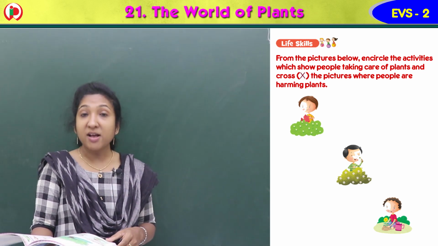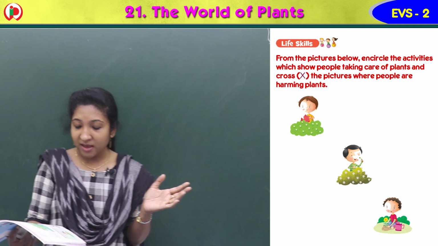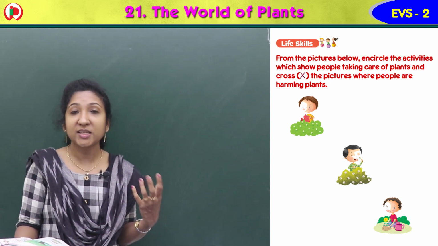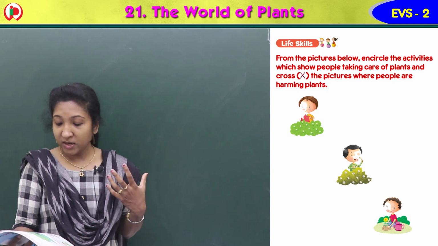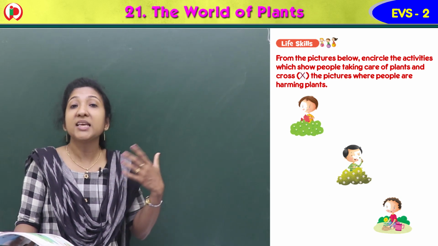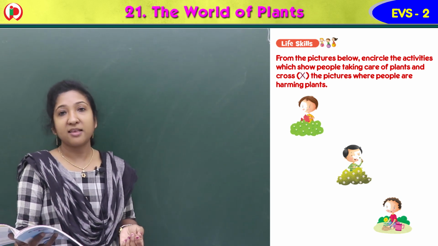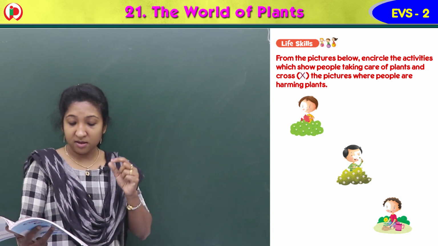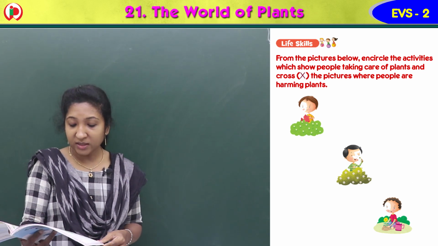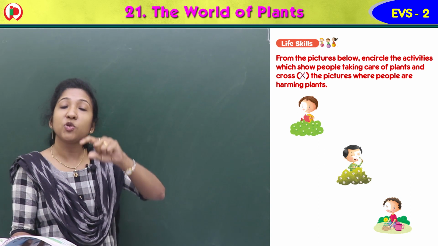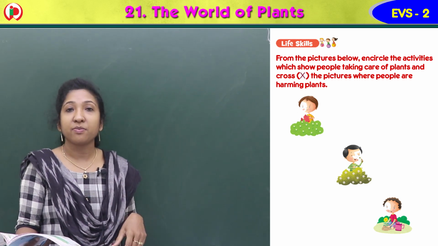Okay? Yes, the first image. A child is watering the plants. He is doing such a good thing. Yes. So it means that he is taking care of plants. That's why he is watering it. So it is a good thing that the child is doing. That activity means the child is taking care of plants. So you can circle it.